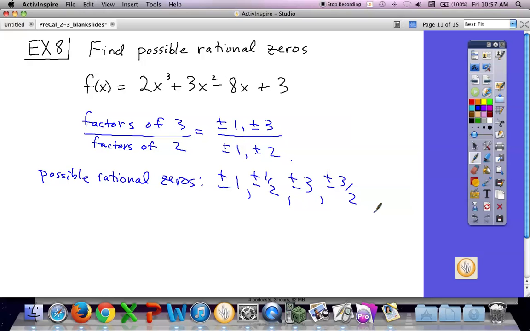Or plug them in and see which one leads to a 0, and then use synthetic division to reduce, right? So that was the strategy. These days, that's probably not what we're going to do, right? So let me do this.